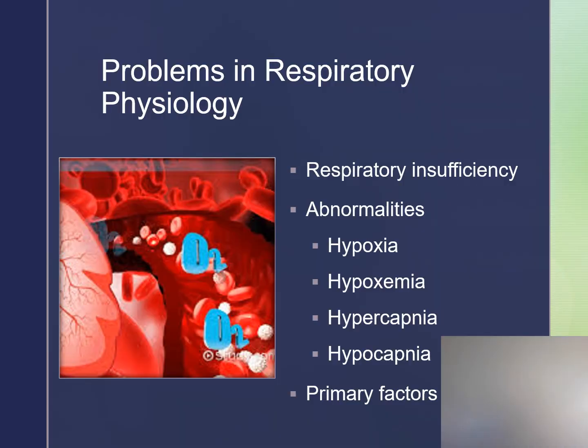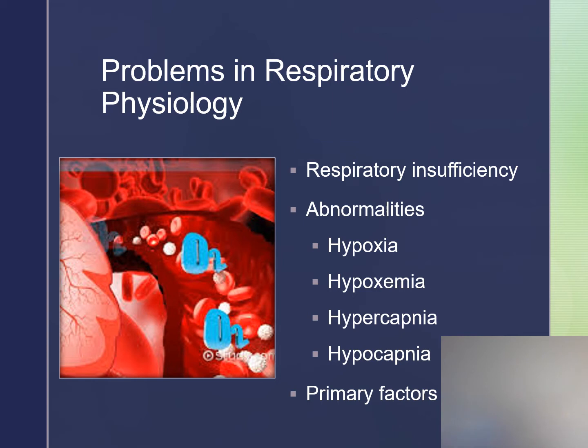Respiratory insufficiency will develop if there's too much interference with ventilation, diffusion, or perfusion. Abnormalities will include hypoxia, which is decreased oxygen in inspired air, hypoxemia, which is decreased oxygen in the blood, hypercapnia, which is increased carbon dioxide in the blood, and hypocapnia, which is the decreased carbon dioxide in the blood.